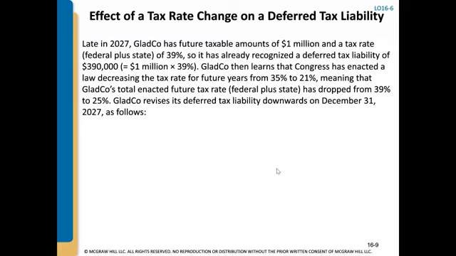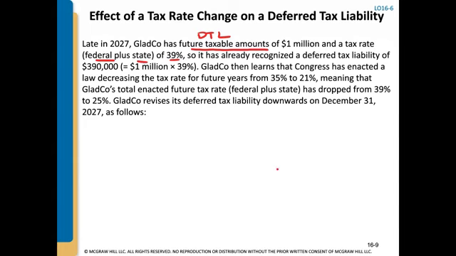Late in 2027, Gladco has future taxable amounts. Future taxable amounts tells me it's a deferred tax liability of $1 million and a tax rate of 39%. We're also told that the tax rate of 39% includes a federal tax rate plus the state tax rate.